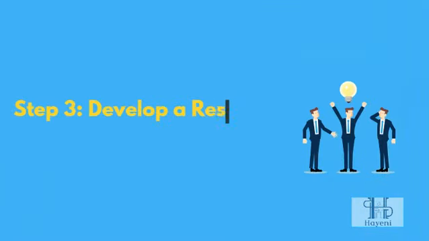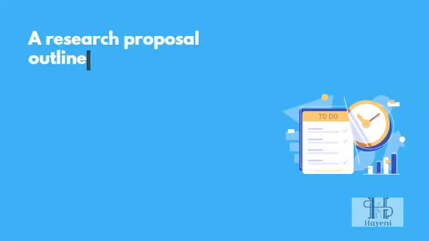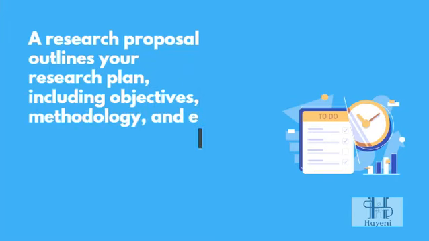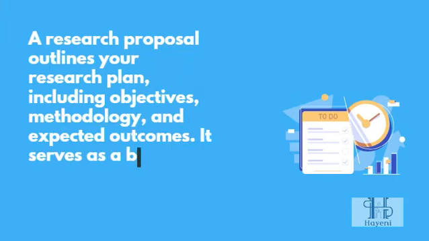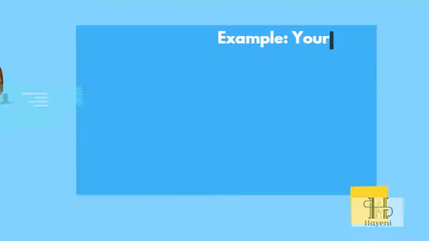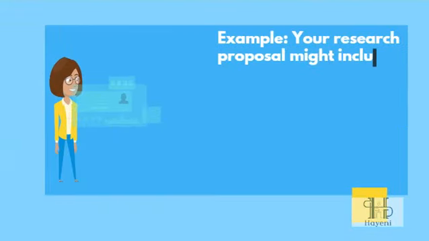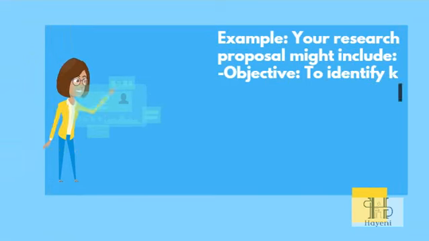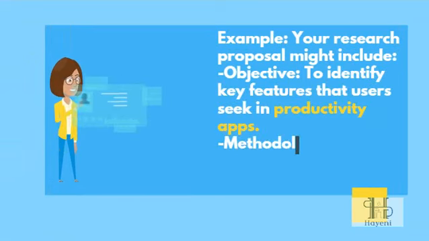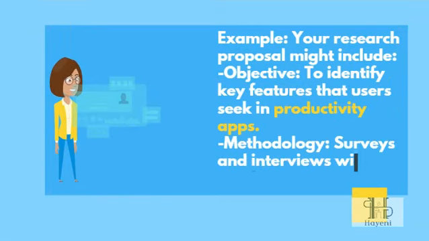Step 3. Develop a research proposal. A research proposal outlines your research plan, including objectives, methodology, and expected outcomes. It serves as a blueprint for your research activities. Example: your research proposal might include: objective, to identify key features that users seek in productivity apps. Methodology, surveys and interviews with potential users.